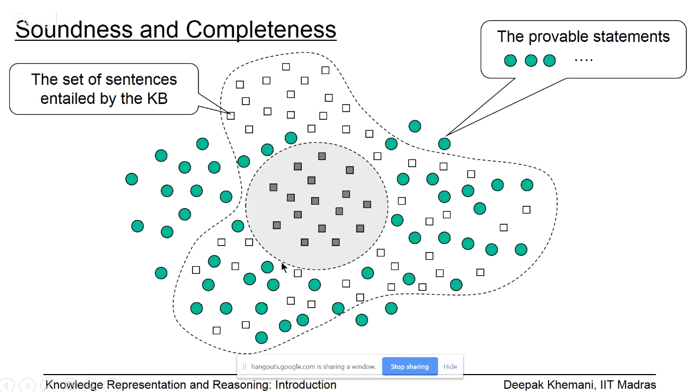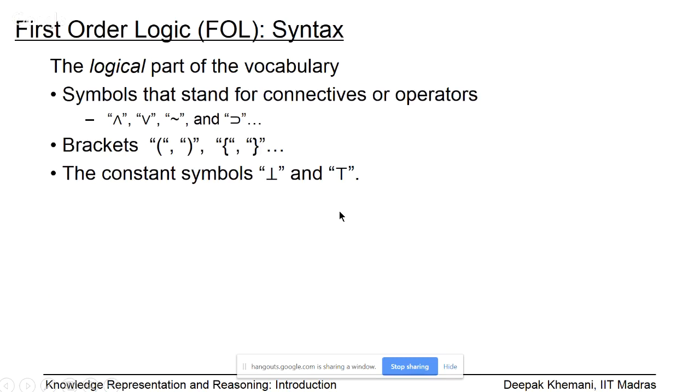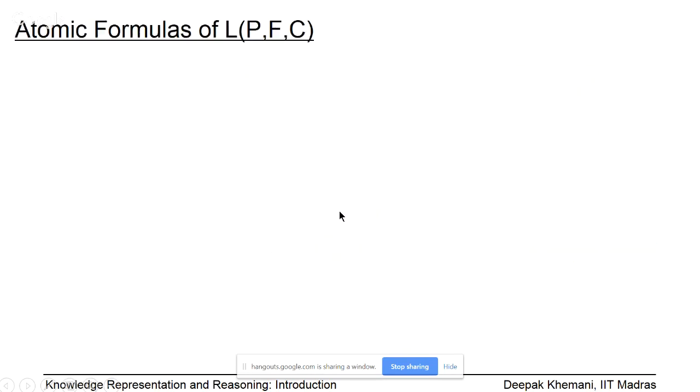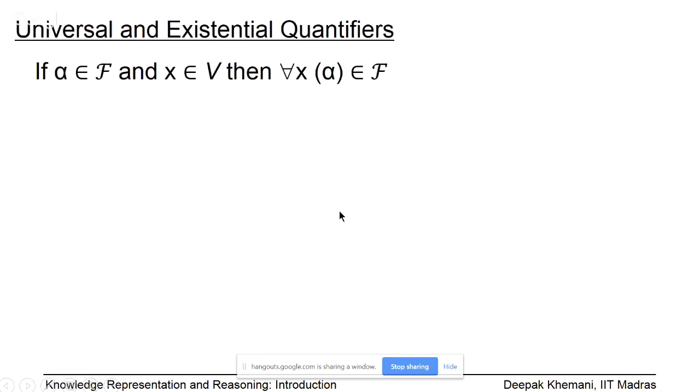In this diagram, the green dots are the provable statements, and the squares are the entailed statements, and ideally they should overlap. For every green dot, there should be a square, in which case the logic will be sound and complete. What is depicted here is a logic which is neither sound nor complete, because there are statements which cannot be proved, and there are false statements which can be proved. We'll skip over the syntax, and I'm sure you're familiar with it by now, and move to the process of reasoning.